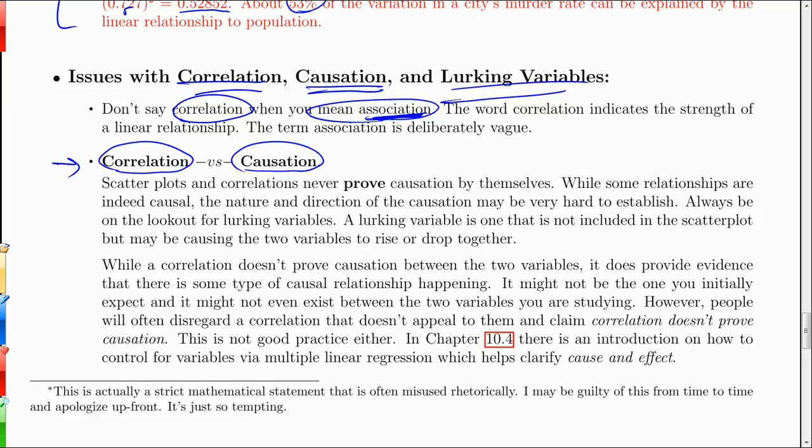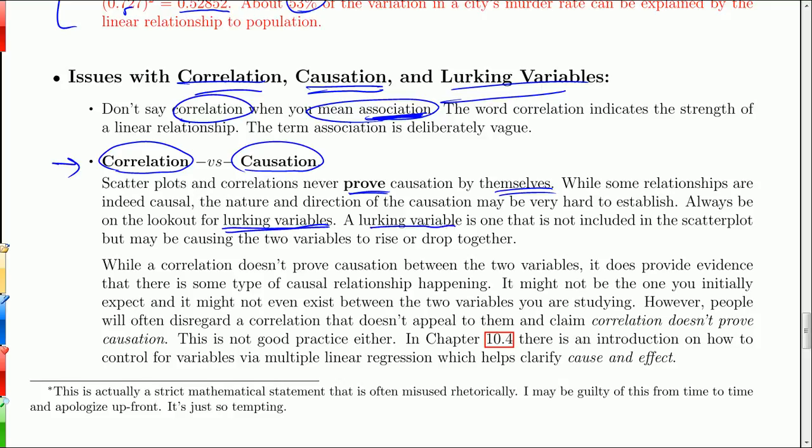Scatter plots and correlations never prove causation by themselves. While the relationships are often indeed causal, meaning one does cause the other to change, the nature and direction of this cause and effect may be hard to establish. You always want to be on the lookout for lurking variables.